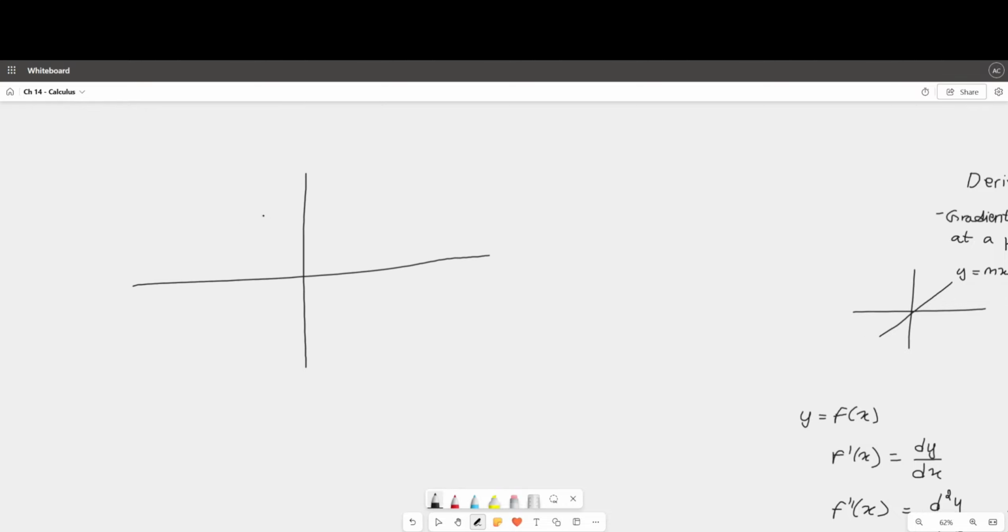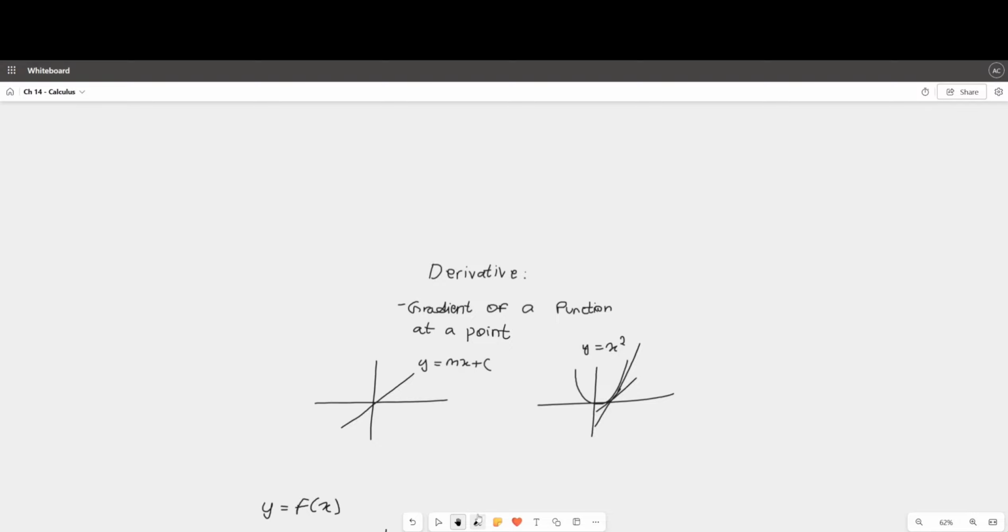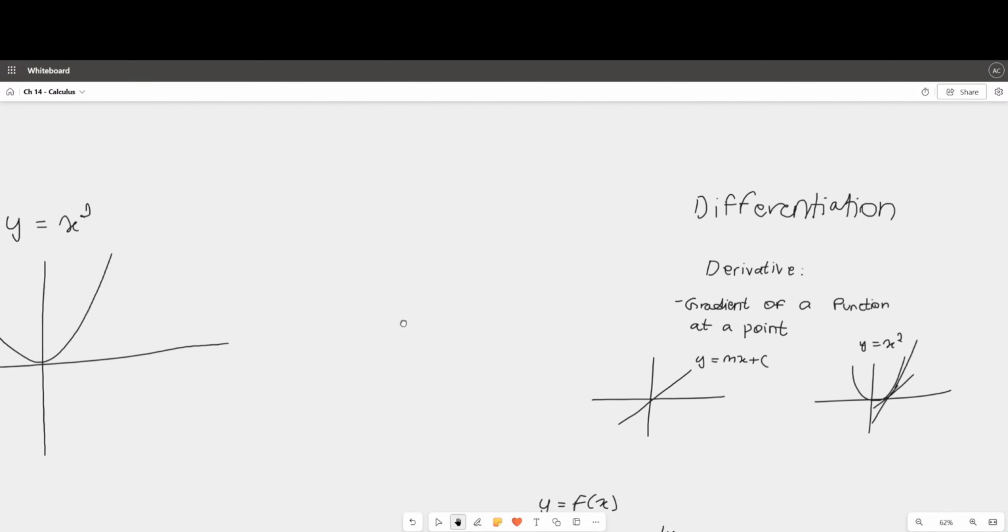But if we have a function y is equal to x squared, now this is called the method of first principles. This is how we get the first rule in taking derivatives or doing the process of differentiation. I'll probably clarify that differentiation and derivative mean the same thing. Differentiation is the name of the process. Derivative is what we get from the process.